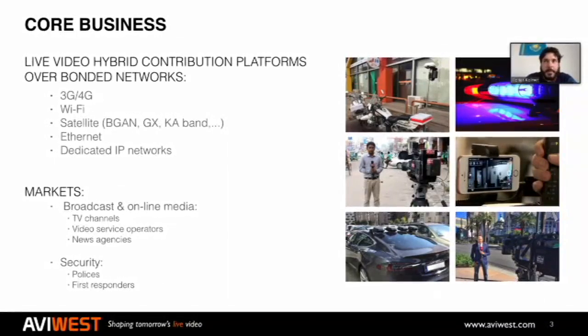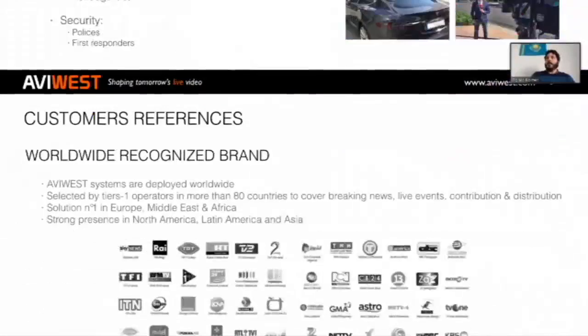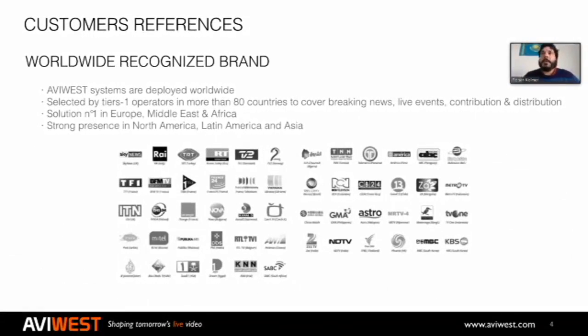Our products are used by a really large range of customers with different workflows. It can be broadcasters, online media, news agencies, video services, and we have some customers on the security market as well, like police departments or first responders. AviWest products are used worldwide now. We are the number one bonded cellular solution in Europe, in the Middle East, and in many African countries as well. We have a very strong presence in North America, Latin America, and Asia. It's used by large broadcasters, smaller ones, news agencies, and production companies globally.